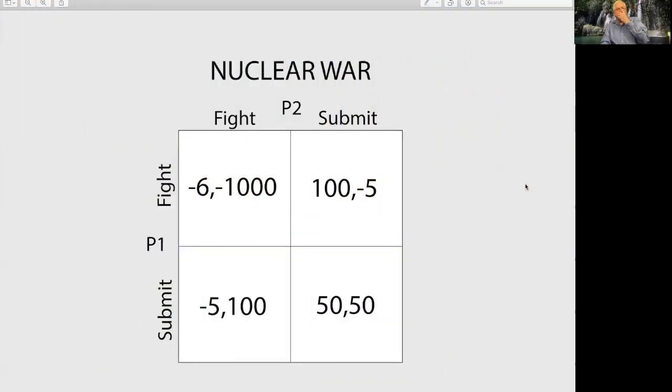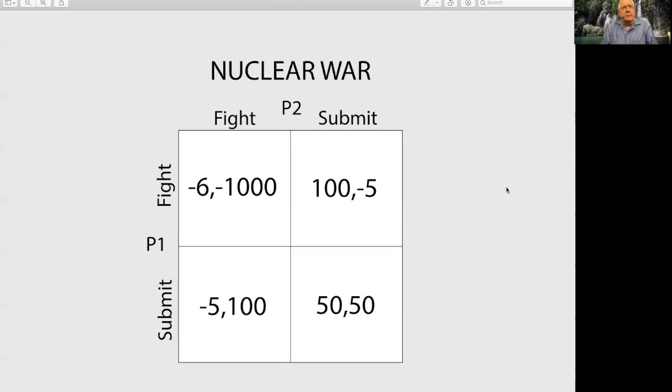One of the things we like to do is take a look at an example of this. This is the nuclear war game. In this particular case, we have two countries, P1 and P2. They can fight or they can submit. In this nuclear war game, country P1 has nuclear weapons and country 2 does not. Now let's look at the payoffs. If they both choose to fight, then country 2's loss is minus 1,000, while country 1's loss is only 6. There's a big difference. However, if they both submit, they have payoffs of 50 and 50, better for both of them.